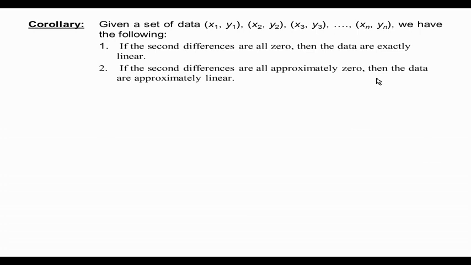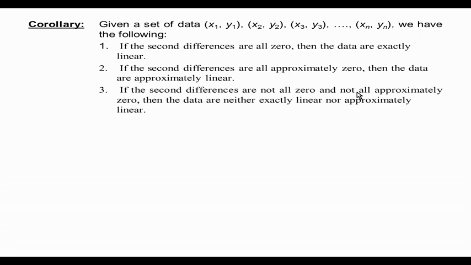Number two, if the second differences are all approximately 0, then the data are approximately linear. Number three, if the second differences are not all 0 and not all approximately 0, then the data are neither exactly linear nor approximately linear. As far as whether you use the theorem or the corollary, it's entirely up to you. Sometimes I'll use the theorem, sometimes I'll use the corollary.